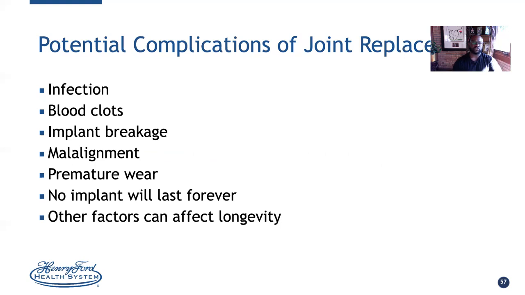Potential complications of joint replacement: infections, very rare. Blood clots, also rare. Implant breakage, that can happen, but very rare. Malalignment, premature wear. It's also important to know that no implant will last forever. And go back to the analogy that I gave you with running or doing a joint replacement in a young patient versus an old patient.